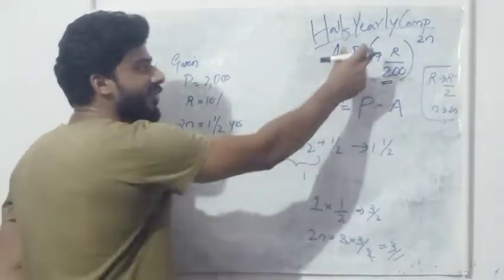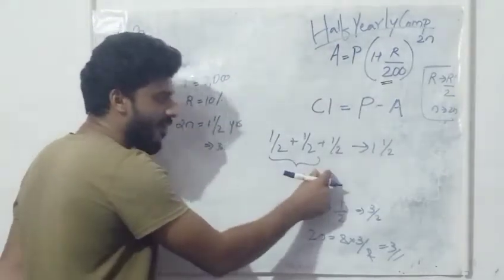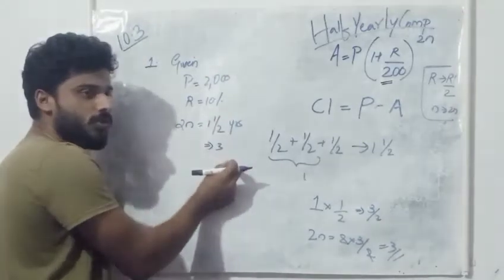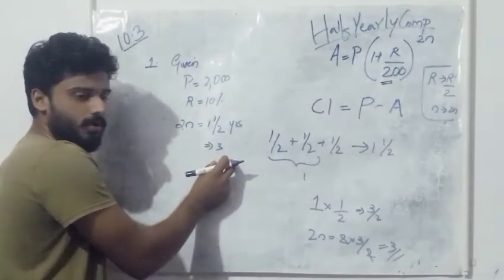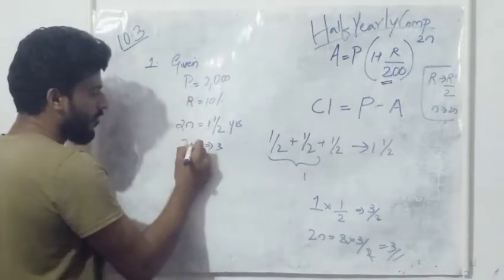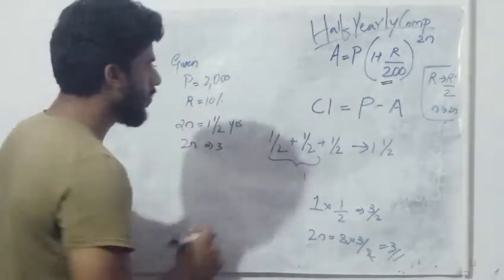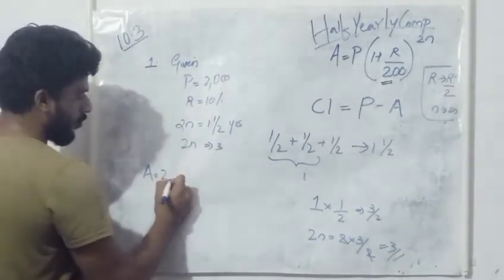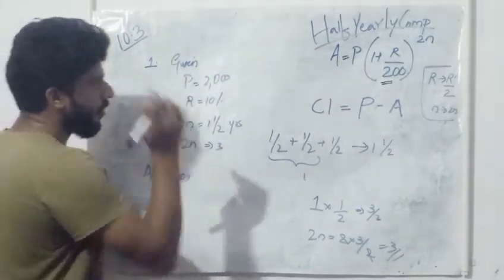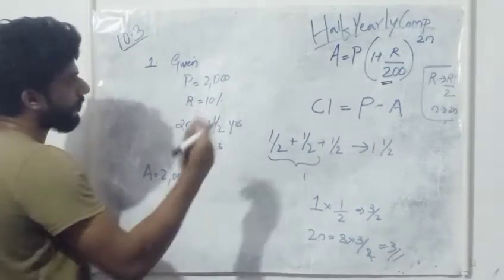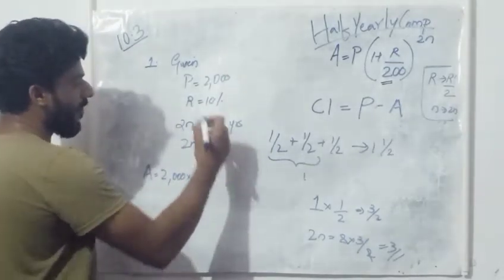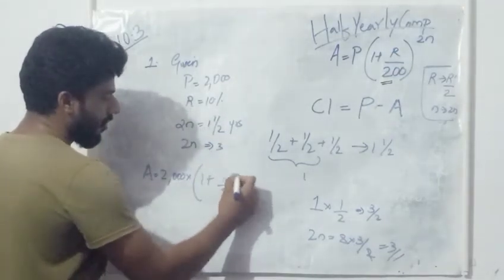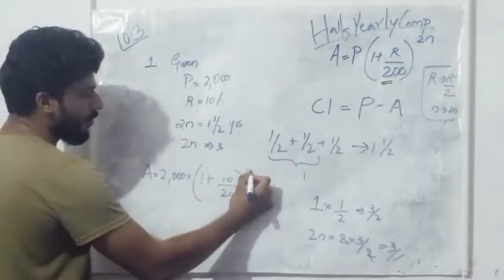Here we are considering half yearly, so half plus half plus half. How many halves are we using? 3. So instead of 1 into 1 by 2, I am writing 3. Our 2n will be 3. And now we are going with the equation A is equal to P. What is our P? 2000 into, 1 plus r, which will be 10 divided by 200, whole raised to 2n. Instead of 2n we can use 3.